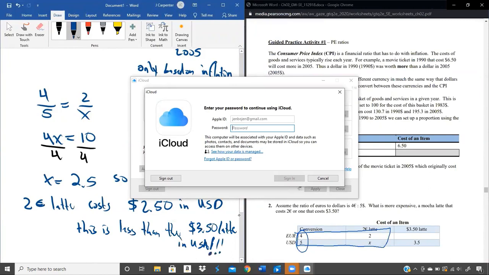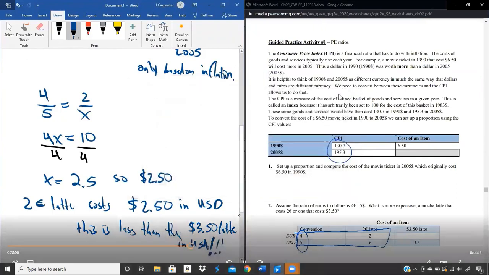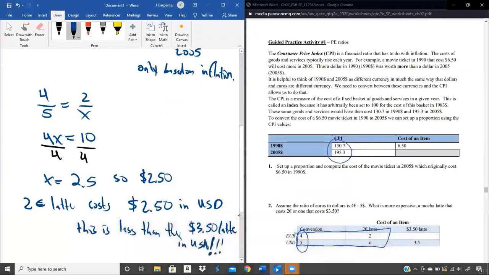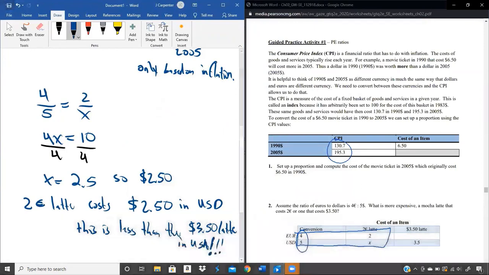So they asked which is more expensive. I'm answering which one's cheaper, but you just flip-flop it and you have the true answer. The one that's more expensive is the American latte. The American latte is more expensive because when you converted the European one to the same style currency, it was $1 less. So America's got that upcharge on the latte. No surprise.